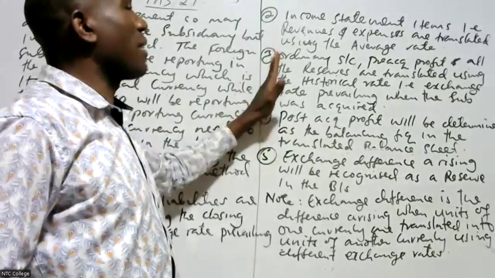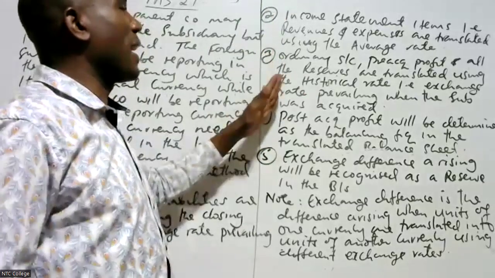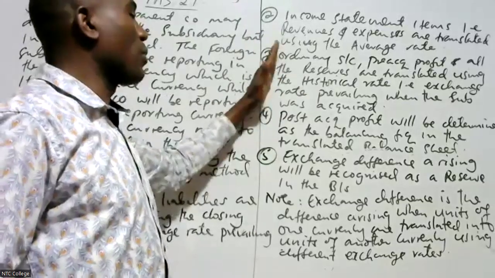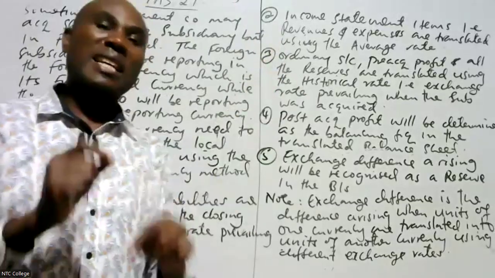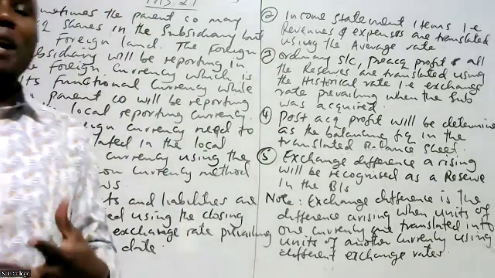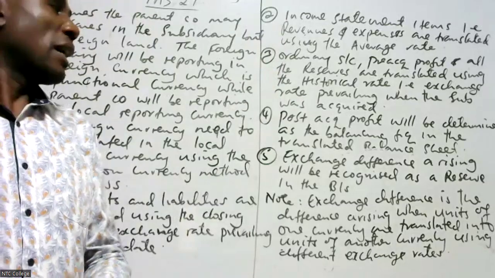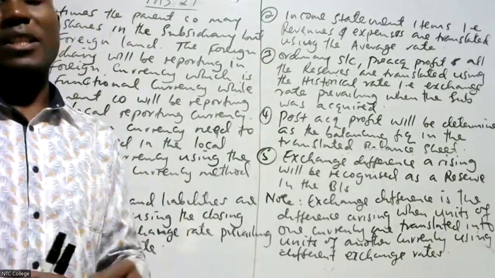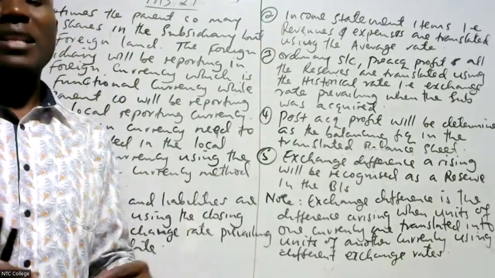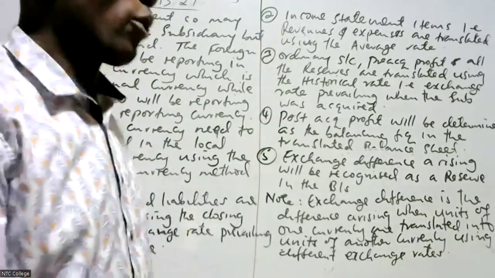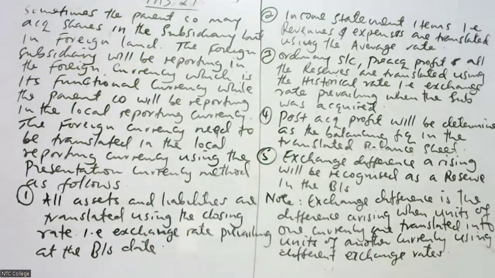When we come to reserves, that is the ordinary share capital, pre-acquisition, all the reserves, we are using historical rates. Therefore, we are using different exchange rates there. At the end, you will find that we have an exchange difference, a translation difference. That translation difference we recognize as a reserve in the balance sheet. That is what we do when we have that.